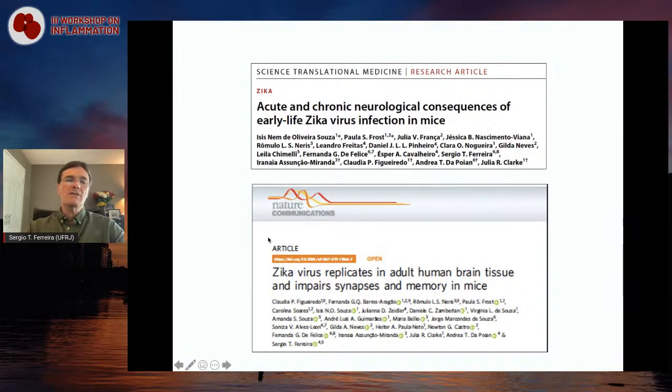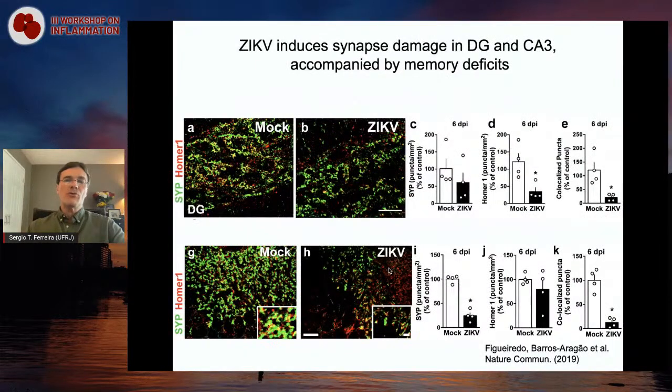And then what I would like to tell you about today is work that we did in adult mice, showing that infection by Zika virus in adult wild-type mice may impair synapses and memory in such mice. And so I just want to give you a brief highlight of a couple of results from that study.